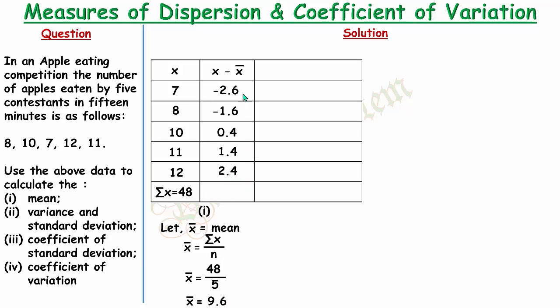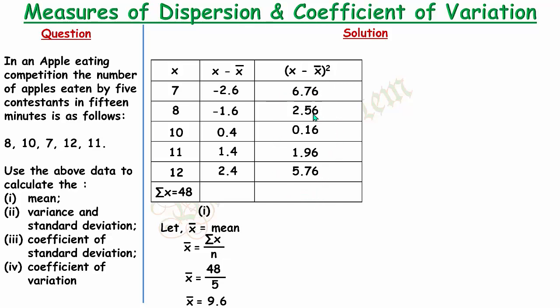Now I don't need to sum up this column, but all I need to do is to find the square of this deviation. So the square of the deviation, x minus x bar, everything to the power of 2. So minus 2.6 times minus 2.6 equals 6.76. Minus 1.6 times minus 1.6 equals 2.56. 0.4 square equals 0.16. 1.4 square is same as 1.96. 2.4 square equals 5.76.